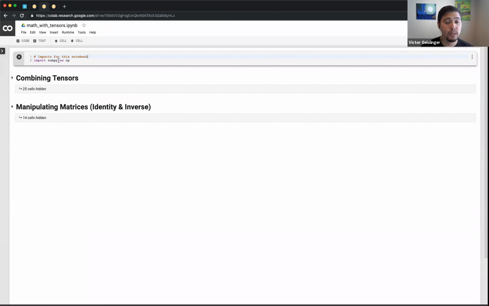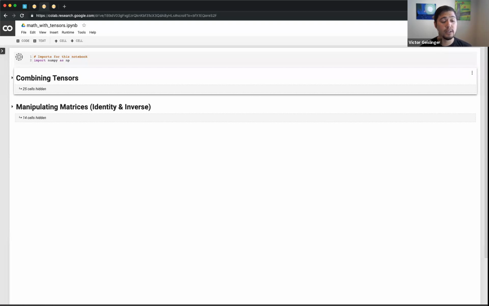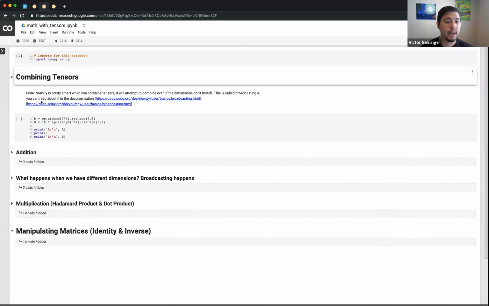So starting off with math for tensors, we can actually combine these parts and actually do things with them. That's the whole point of us learning linear algebra aspects. Okay, cool. So we can actually combine them.